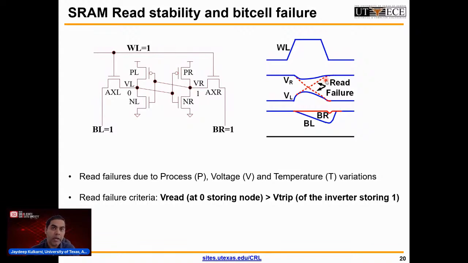So the read failure criterion for a 6T bit cell is that if the VREAD voltage at the node storing a zero exceeds the VTRIP of the side which is storing one during a read operation, that might result in a bit flip. And these bit flips can happen due to process variations, voltage variations, or temperature variations.